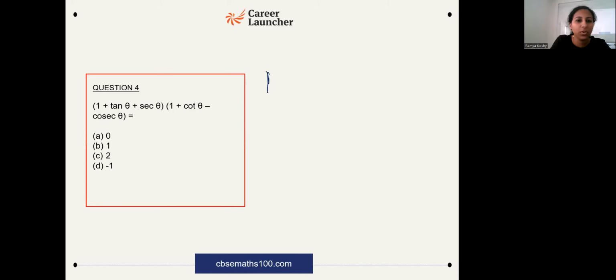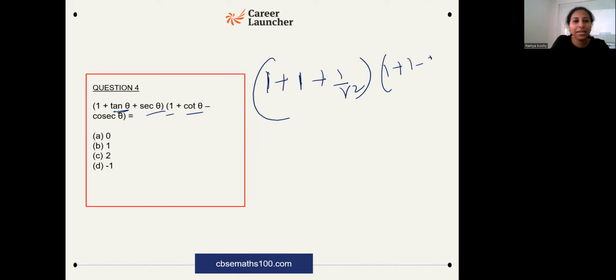So you will get what? You will get 1 plus tan 45, which is 1. Sec 45 is... sorry, the sec theta value is not 1 by root 2, sorry. It is root 2. And here you will get root 2. So you're going to get 2 plus root 2 into 2 minus root 2. What is 2 plus root 2 into 2 minus root 2? 2 square minus root 2 square. What is 2 square minus root 2 square? 4 minus 2, which is 2. So what will be the answer?